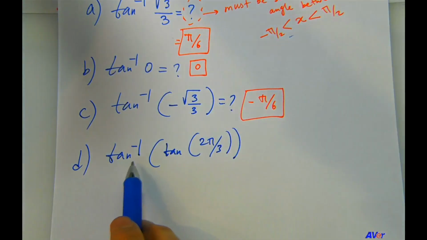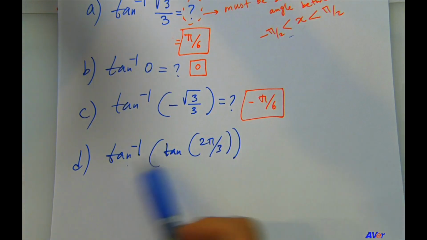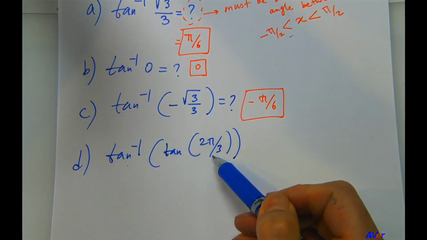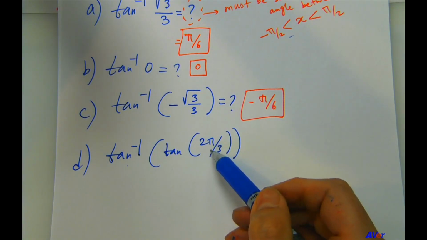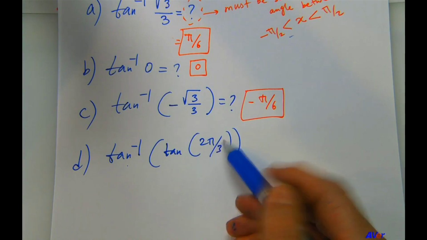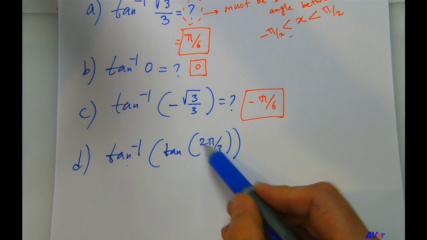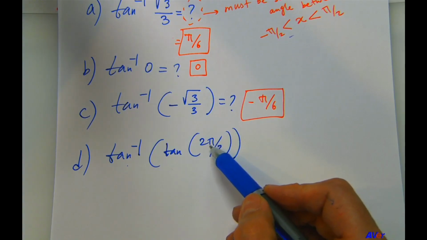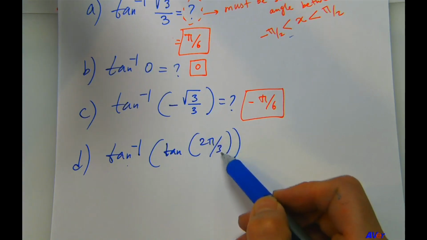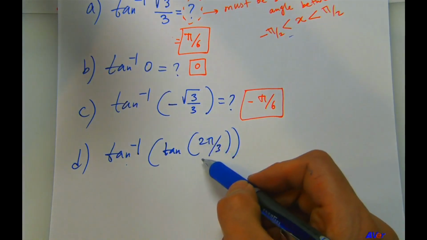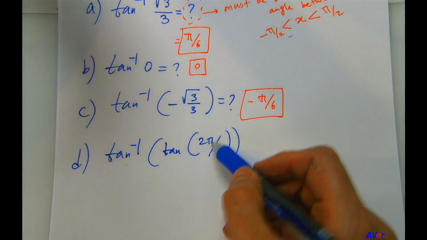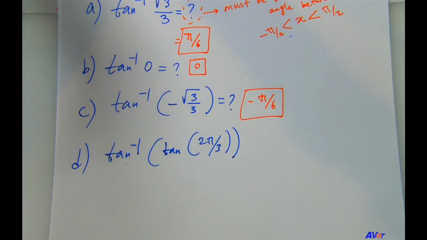So inverse tangent of tangent 2 pi over 3. Now 2 pi over 3, is that between negative pi over 2 and pi over 2? I don't think so, because that would be 2 times 180, that's 360, divided by 3, that'll be 120 degrees. That's certainly not in the range negative pi over 2 to pi over 2.